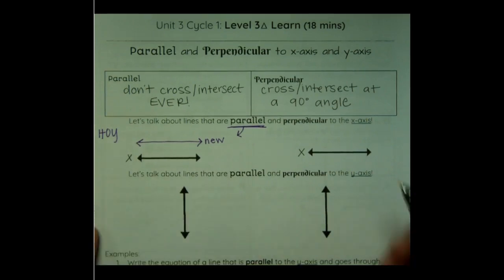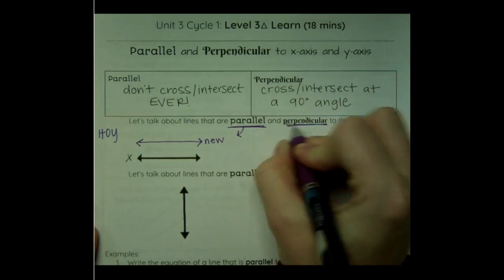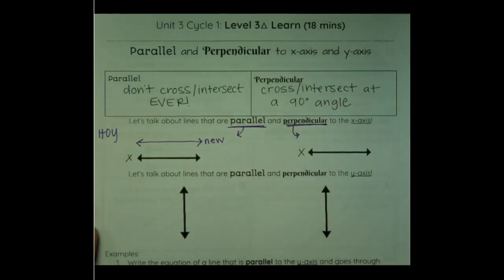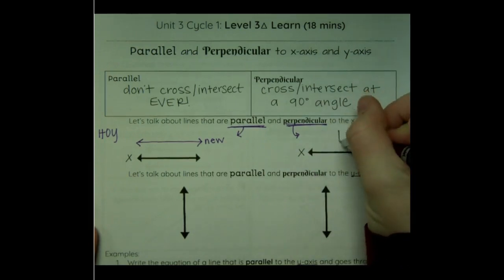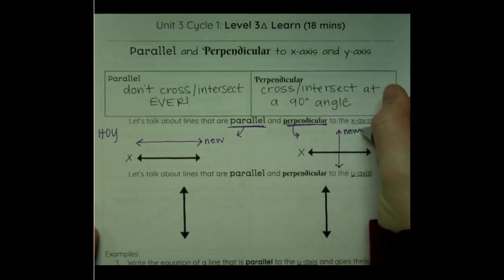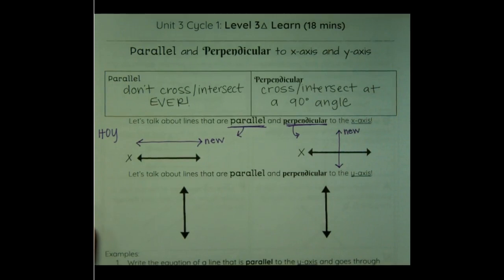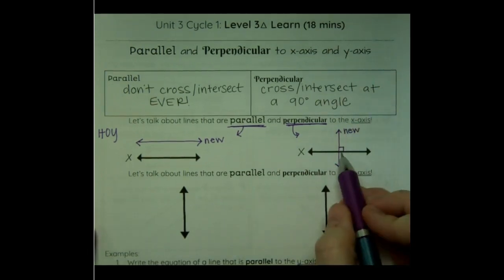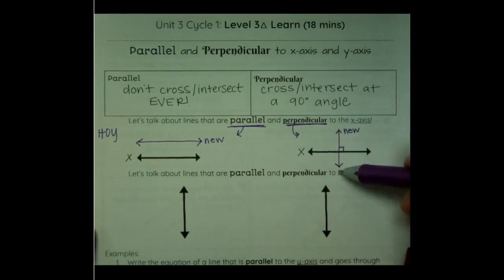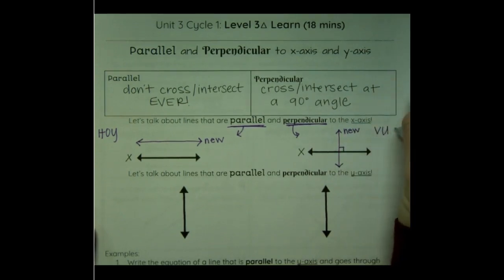Now, for a perpendicular line to the x-axis, that's going to be a line that crosses or intersects at a 90-degree angle. So I'm going to draw a line straight through my x-axis. So this is my new line. And if you want to draw your little box, that shows that it's a 90-degree angle. This line right here is vertical. So to write the equation for this line, I would have to use VUX, or x equals a number.